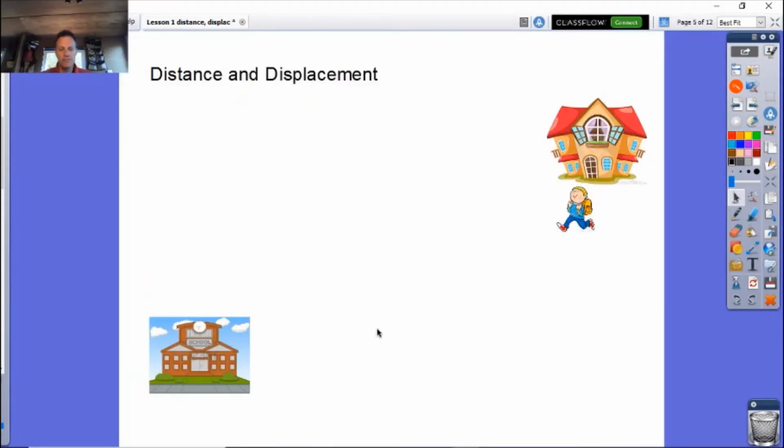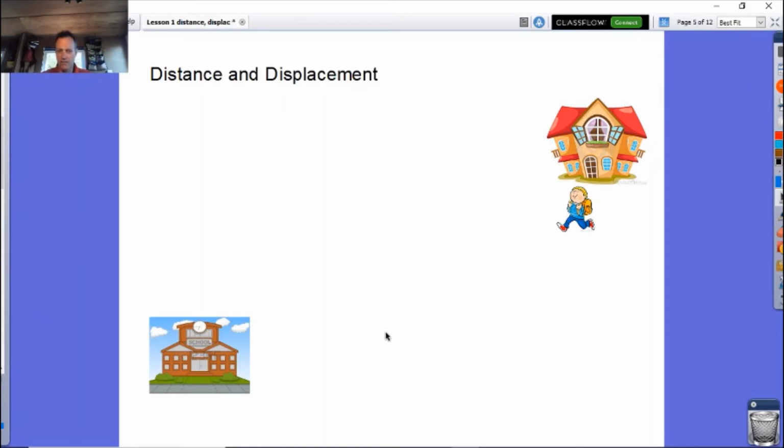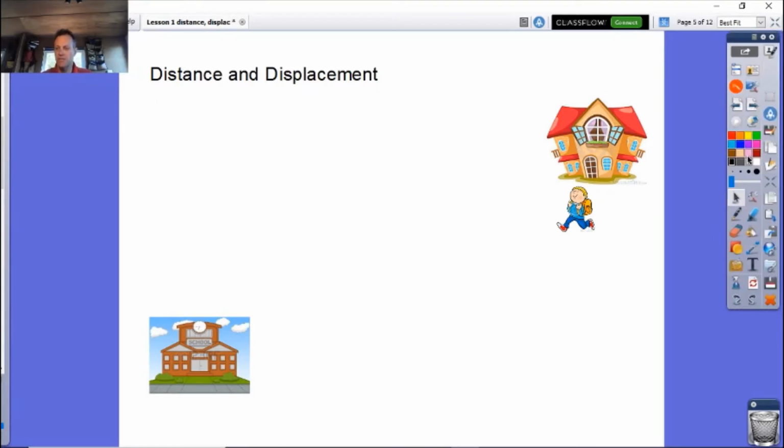This bit we looked at when we did vectors way back earlier in the year. But to recap on it, I'm going to show you the difference between distance and displacement. So here we go.